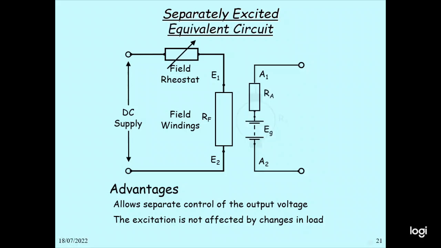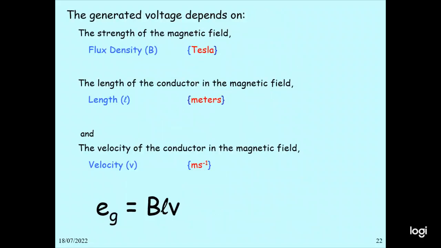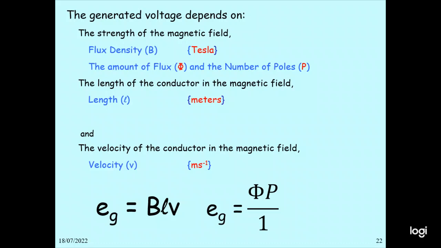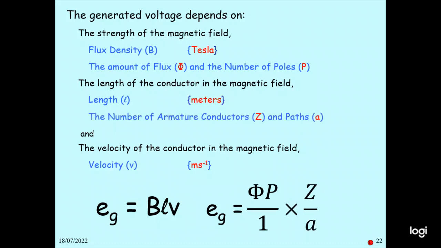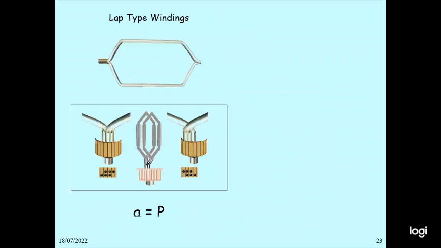So the generator voltage depends on the flux density B in Tesla, the length of the conductor L, and the velocity V, E equal to BLV, or E equal to phi P by 1 multiplied by Z by A. Z is the number of conductors, A is the number of armature parallel paths. This is a lap type winding, so armature parallel paths is equal to the poles. And here is a wave type winding, so armature parallel paths is equal to 2. So this is lap winding and wave winding.